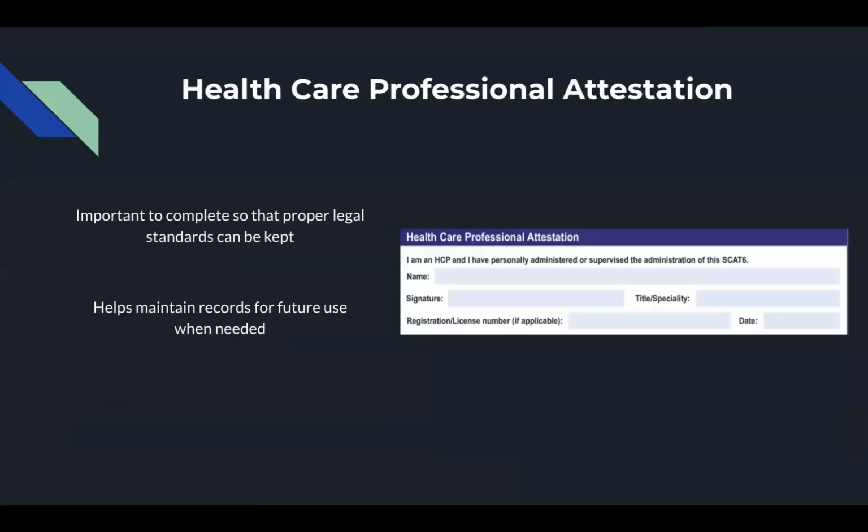Finally, the healthcare professional attestation. It is important to complete so that proper legal standards can be kept, and it helps also maintain records for future use when needed. The following clinician would obviously put their name as listed, signature, and the title specifically to who they are, along with their registration, license number, and the corresponding date that all this happened.